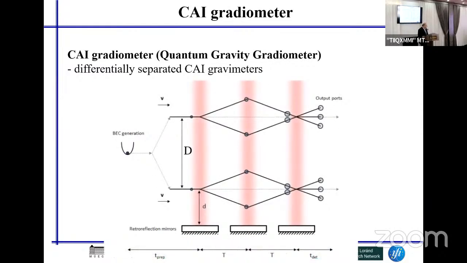Yes. Since I started with gradiometry, I just quickly show you that if we take two of these cold atom interferometers next to each other, in this way we can develop again a gradiometer, where we don't measure the gravity alone but instead its change in space. We can measure the gradient of the signal.